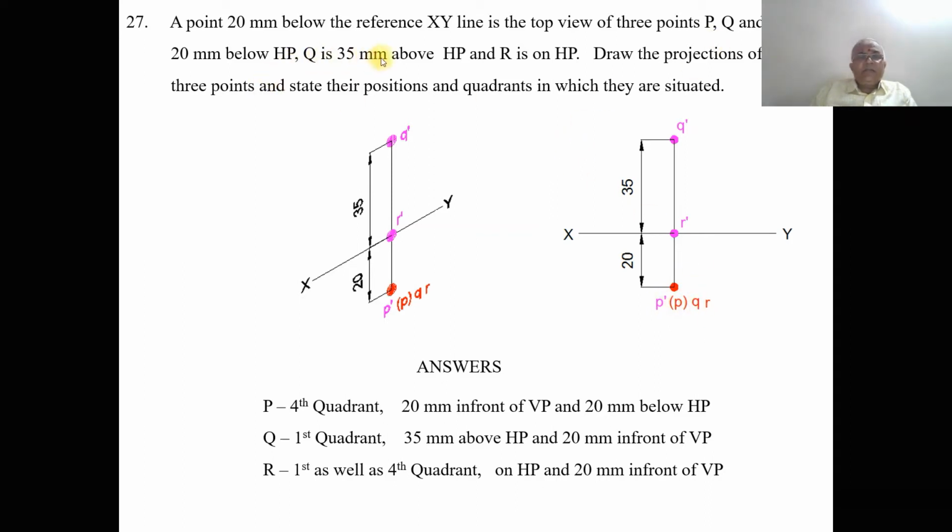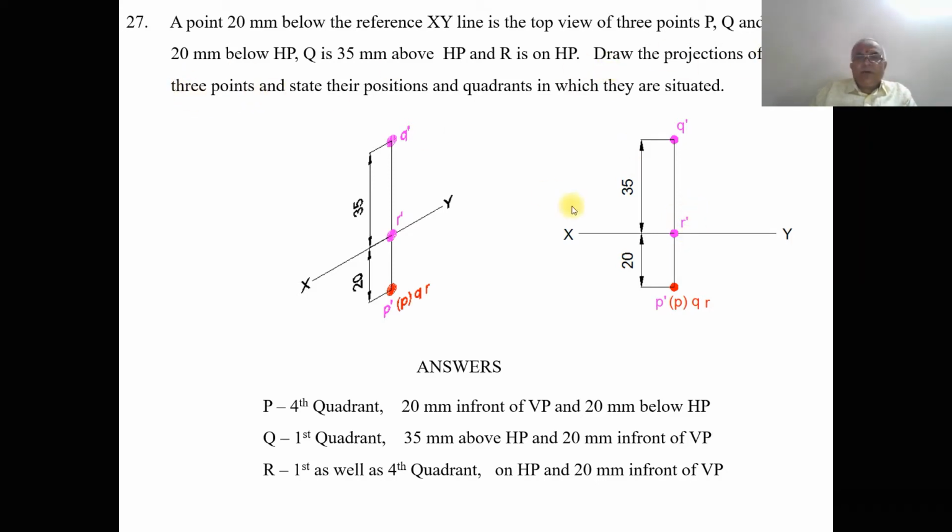And Q is 35 mm above HP. Above HP will come above the XY line. So on this line you draw a vertical projector to the top, above the XY line, measure 35 mm and mark that point. Since Q is 35 mm above HP, it is in VP, so it should be the front view, Q dash. Capital R is on HP, so capital R is on the XY line. Since it is on HP, that point is in VP, so it is the front view, R dash.